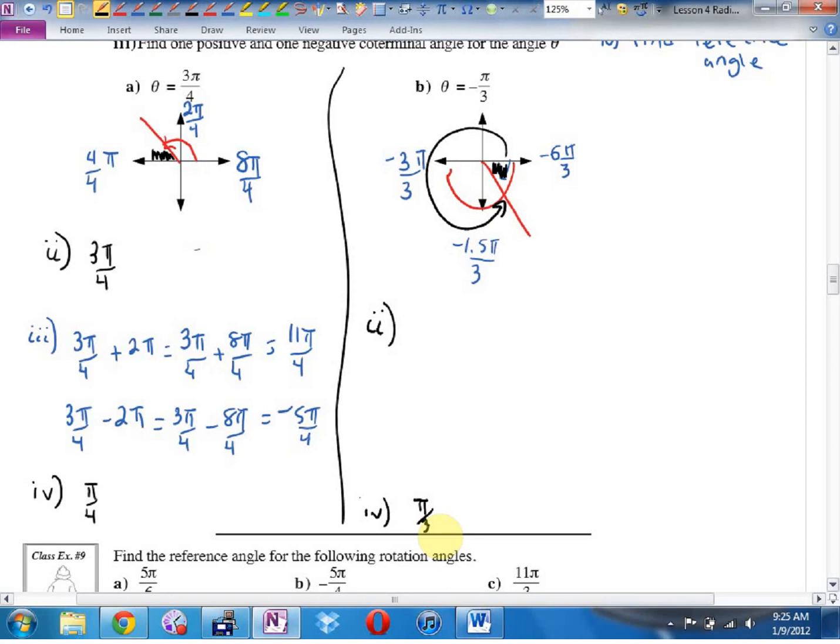Positive 6 pi by 3. What was the reference angle? So, how far to here? Guys, look up. How far all the way around? 6. How big is this? 1. How far? 5 pi by 3s. Yes? That's our principal angle.